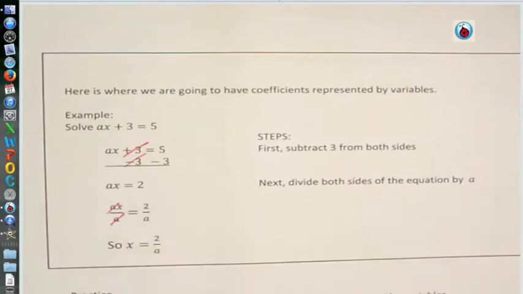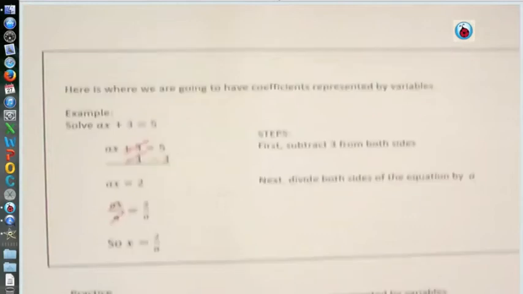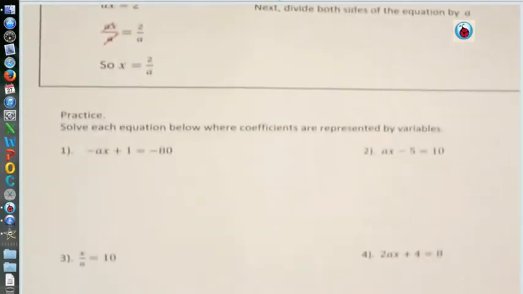So in these problems, unlike the last problems we've done, we're not going to get x equals some number as our answer. That's just not going to happen. Instead, we're going to get x equals some expression that has another variable in it. And that's okay. Let's try some more problems like this.